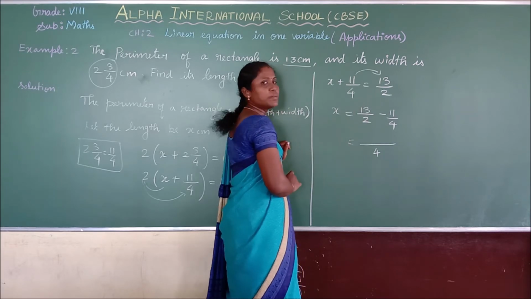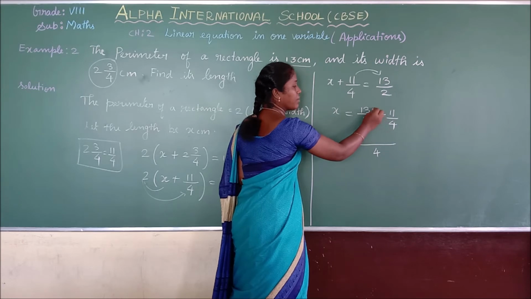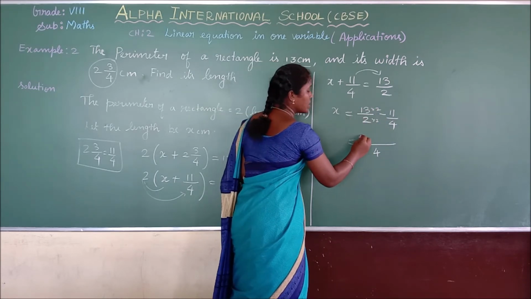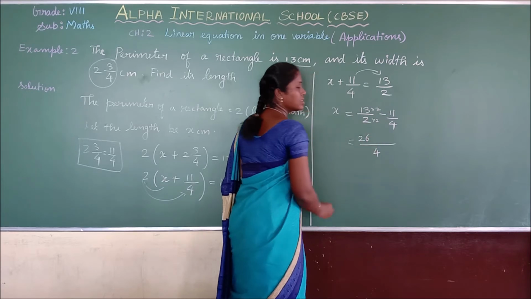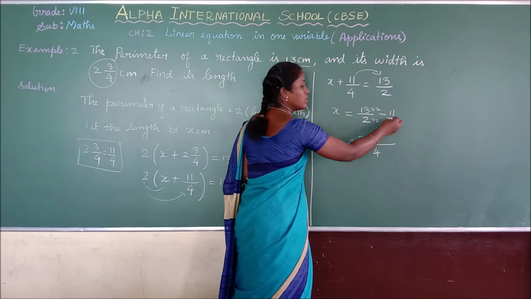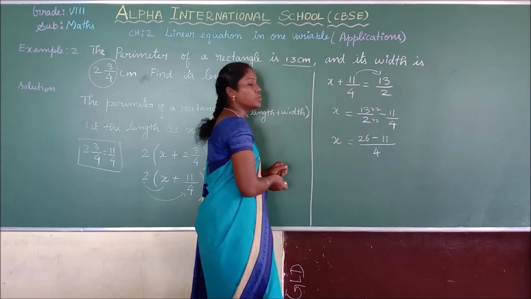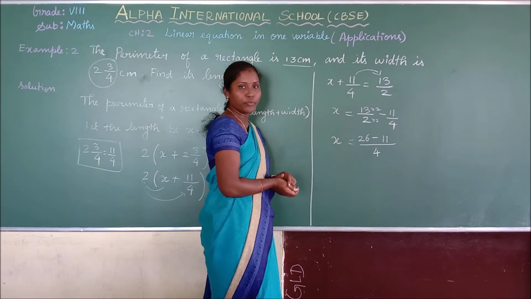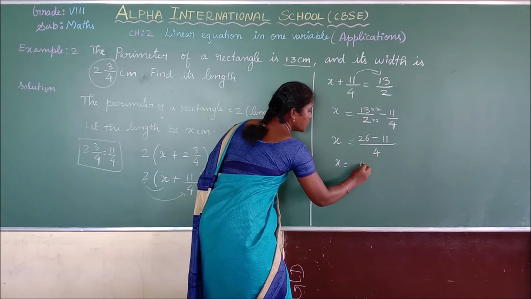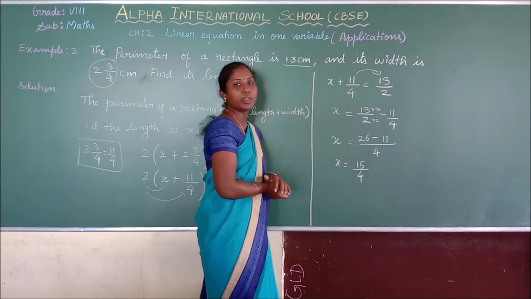Now multiply 13 by 2, because 2 2s are 4. If you multiply by 2 and 2, we are going to get the denominator 4. So 13 into 2, what is the value? 26. Minus 11, since 4 is already there. So x is equal to (26 minus 11) by 4. What is 26 minus 11? x is equal to 15 by 4. We got the value x is equal to 15 by 4.